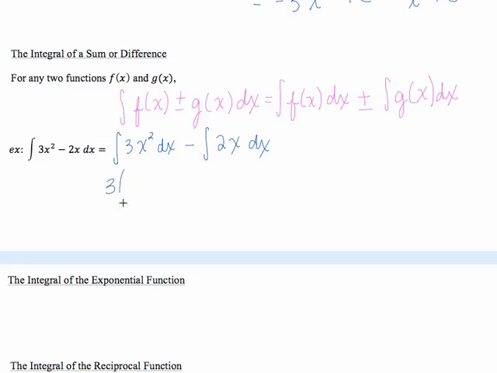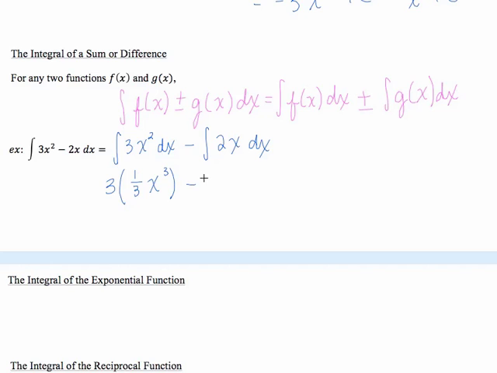So we'll have 3 times the integral of x squared, add 1 to that exponent to get 3, so it's 1 over 3 times x to the third. Now we could put a plus c here, but again, since c is an arbitrary constant, we'll just wait till the very end. Okay, then for this integral, it's the integral of minus 2x.